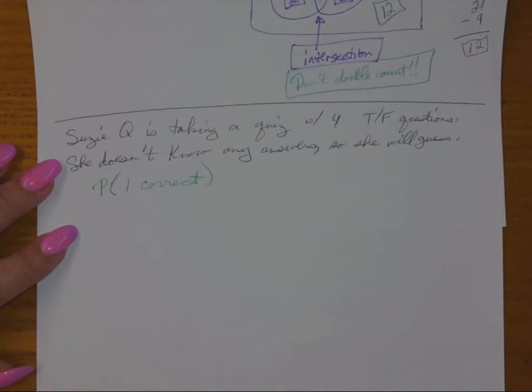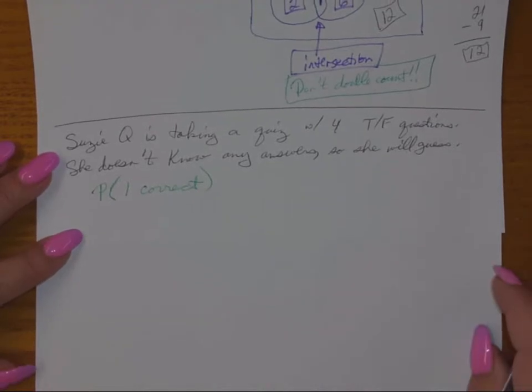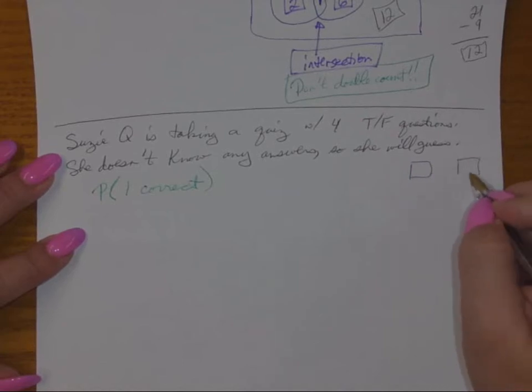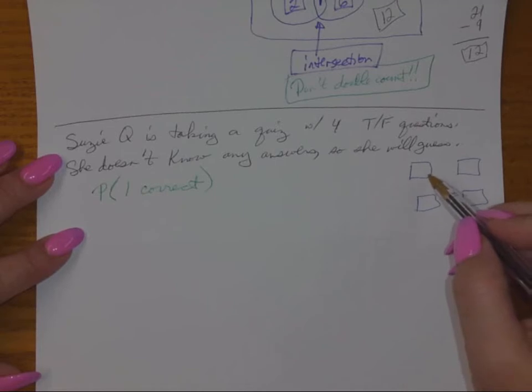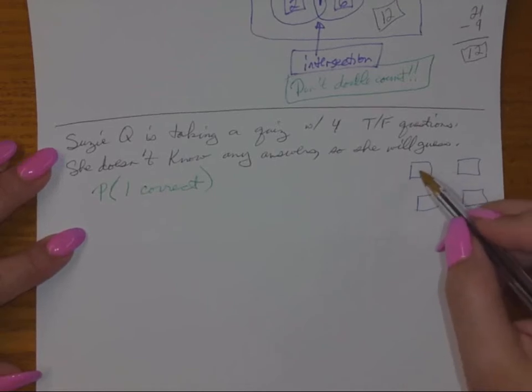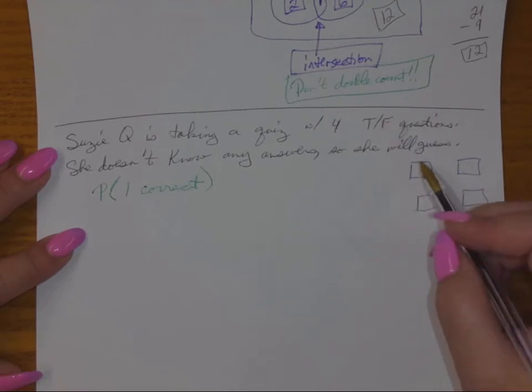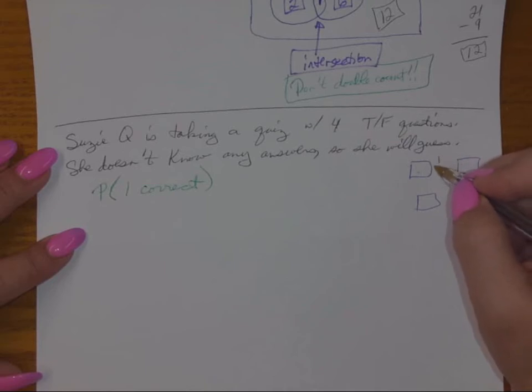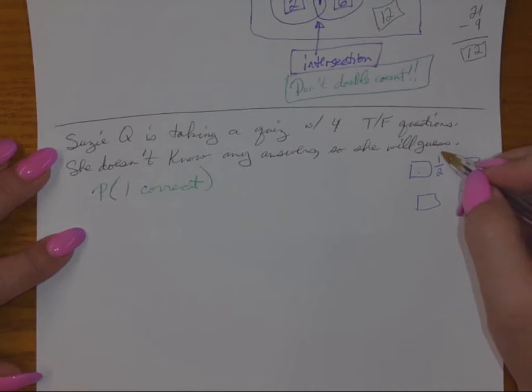Let's start there. Let's think about this. There are 4 questions. We'll make 4 boxes here. If she's just guessing and it's a true-false question, what's her chance of getting the correct answer? There's 1 correct answer, right? The answer for question number 1 is either true or false, and she's got 2 options. 1 correct answer out of 2 possibilities, so she's got a 50-50 shot of getting it correct. Does everybody agree? She's just guessing.